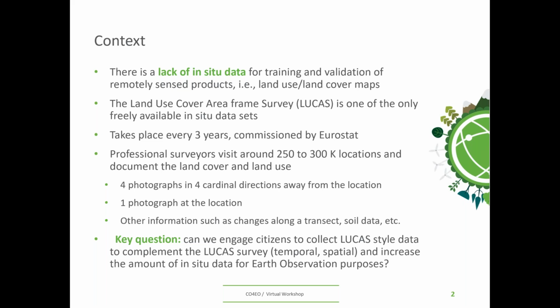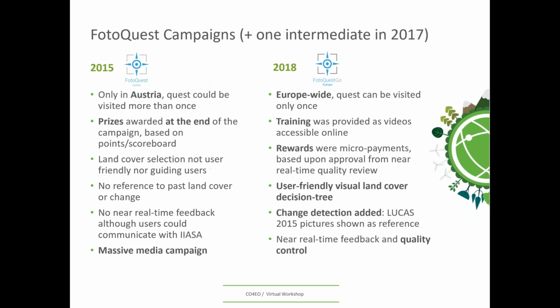By complementing, we mean doing it, say, more frequently than every 3 years and spatially. So can we make a denser sample than is currently available in LUCAS, and thereby increase the amount of in situ data which can be used for Earth observation and remote sensing purposes.